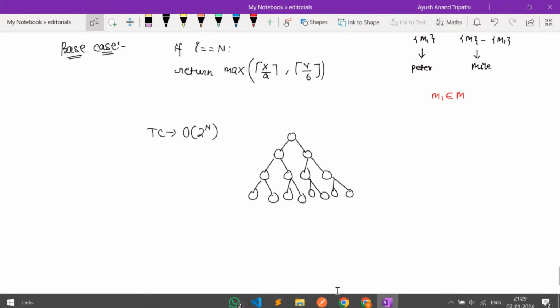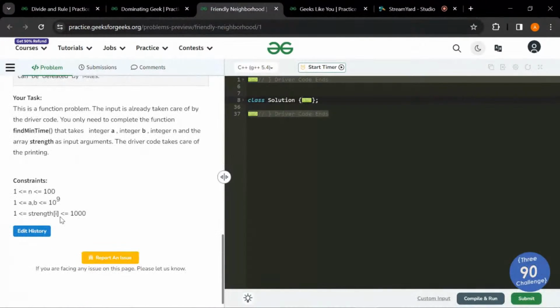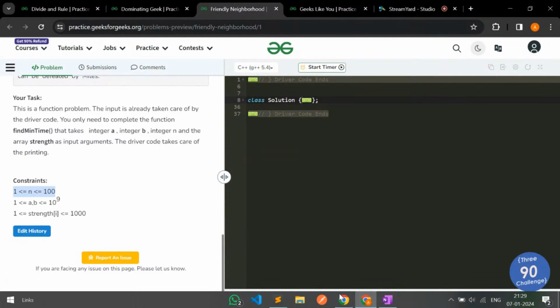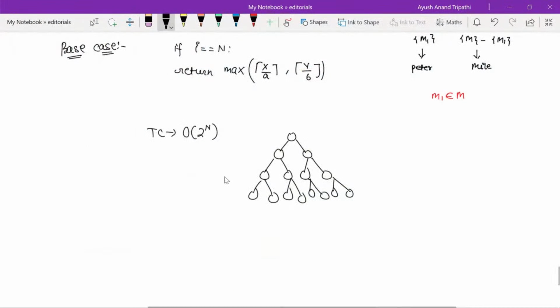And let's also analyze the constraints. So n can be up to 100 only, and s of i can only be up to 1000, right? So what is the sum of strengths? The summation of s of i from 0 to n minus 1 will always be less than or equal to 10 power 5. In the worst case, all the monsters will have the maximum strength, which is 1000. So this is the time complexity for the recursive solution.